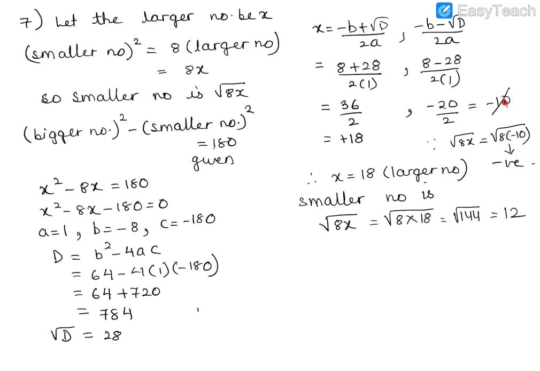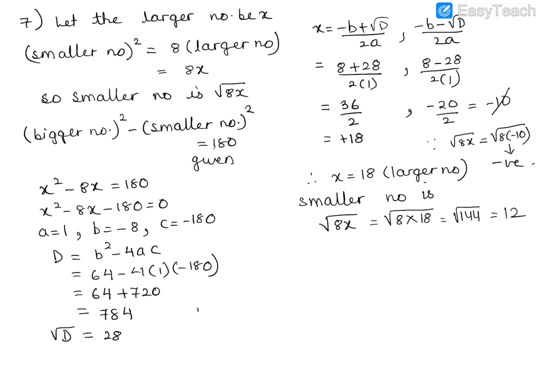I cannot take a minus 10 because the smaller number, what did we have, root 8x. If I put minus 10 here, I will get a negative value. Square root cannot have a negative value because we are defining real numbers. So I am getting 18 as the value of x, which was the larger number. So the smaller number was root 8x, which is equal to 12 if I take a square root.